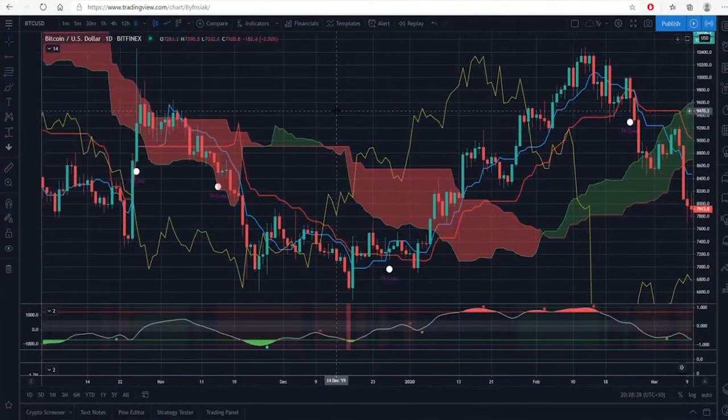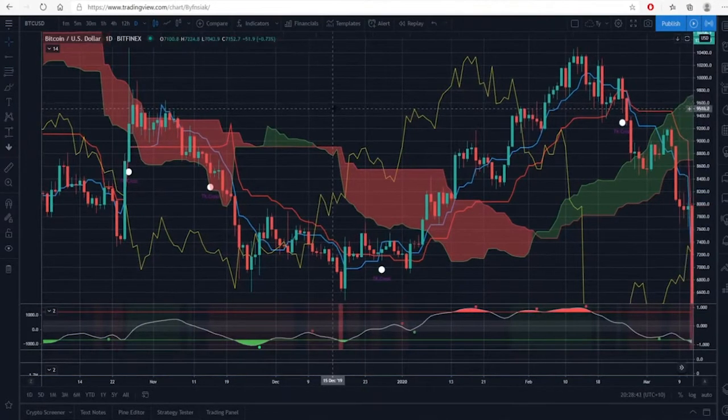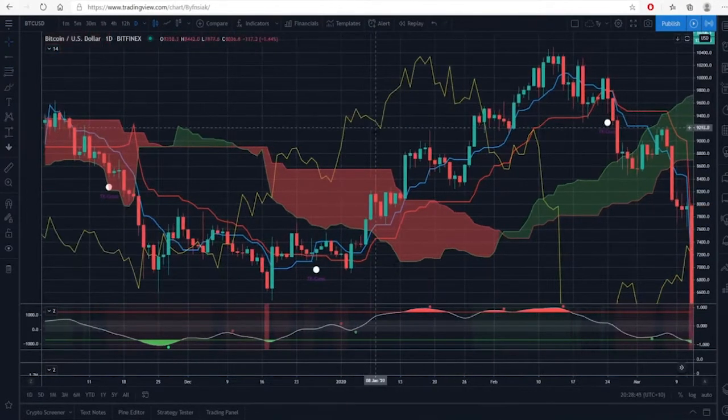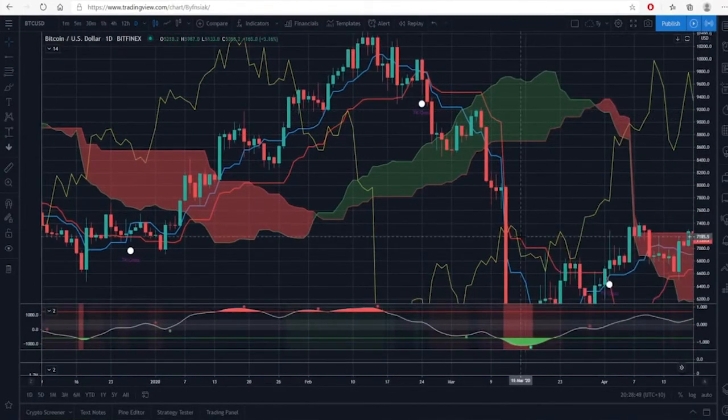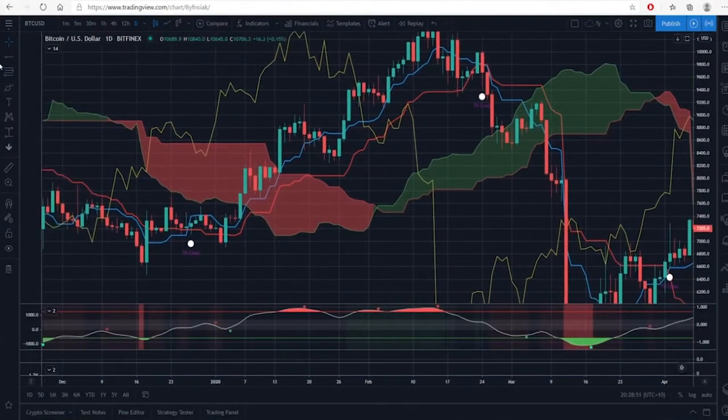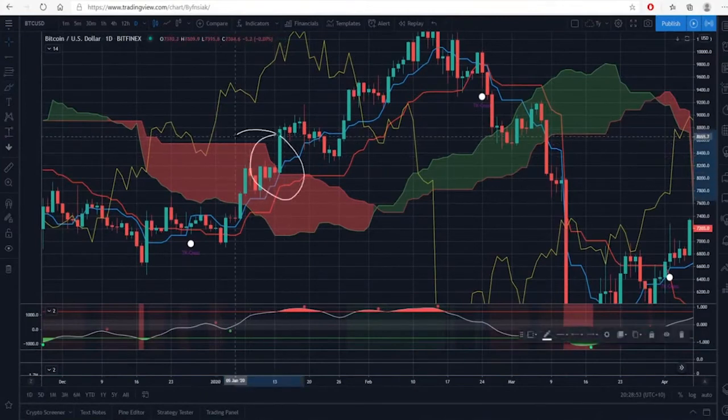Okay, so a Kumo breakout is just that. We're looking for bullish or bearish Kumo breakouts. And what does that mean? Well, it means a breakout above or a breakdown below the cloud. So this is, of course, a bullish Kumo breakout. This is a bearish Kumo breakout.